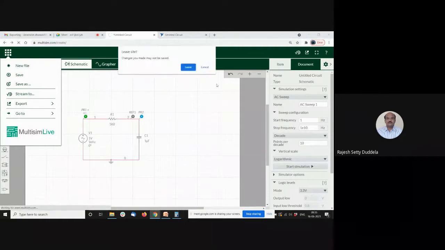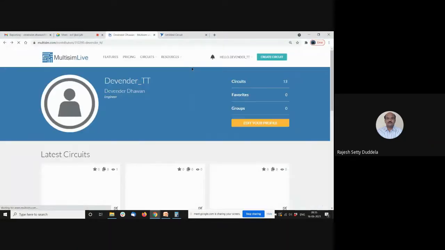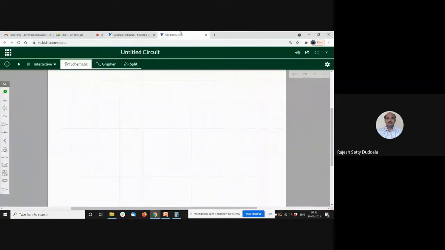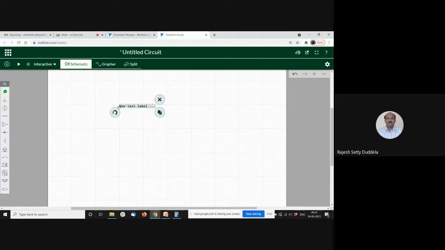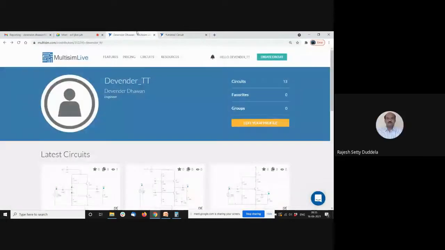Sir, once again, please show where the annotation is available. Yes, sir. Under this, where we were finding our probes, in the last you will find Analysis, and there is text annotation. You just have to place it here and then single click over it. This will open up. Write anything, and then press enter or click anywhere else. So this is your annotation. Okay. Thank you, sir.